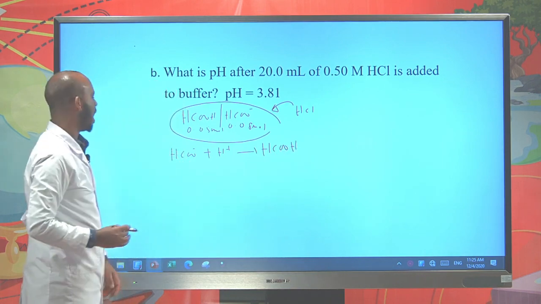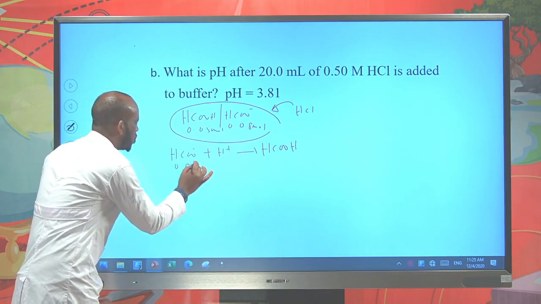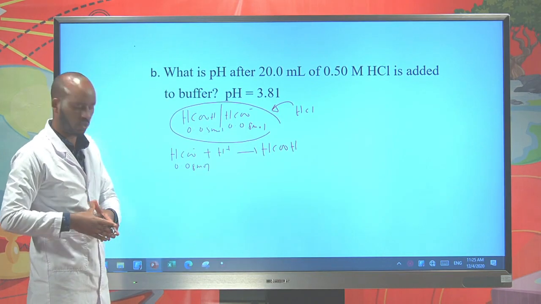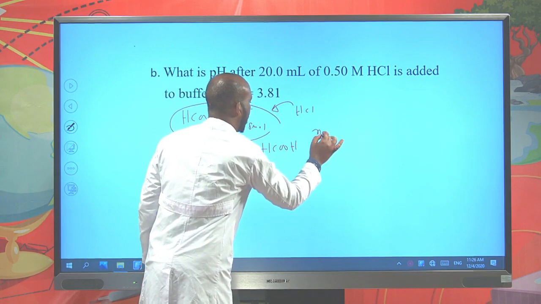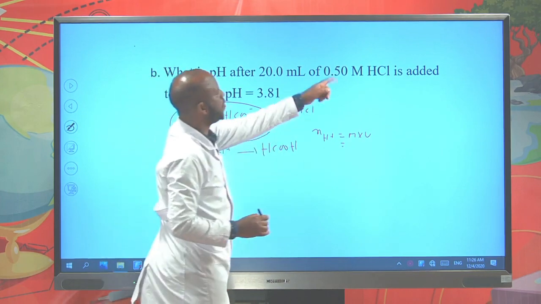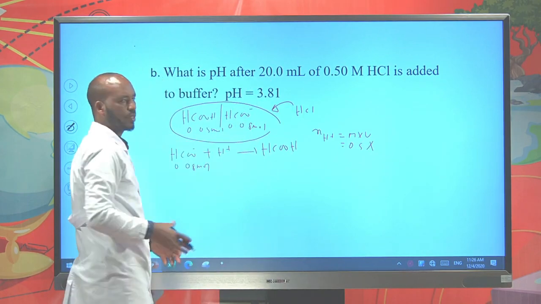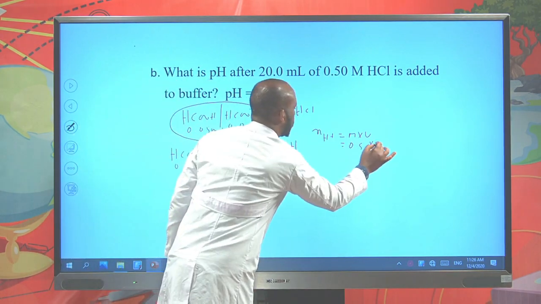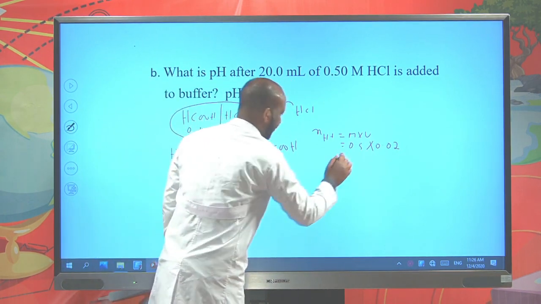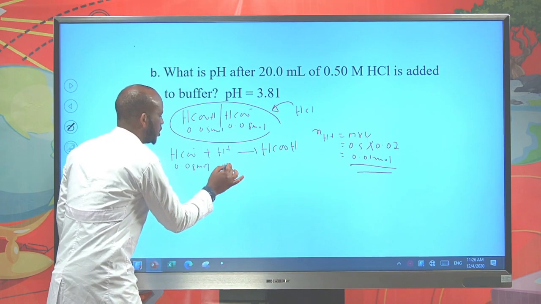HCOOH. Amount of formate that reacts with the acid is 0.08 mole. Amount of added acid is molarity times volume. Number of moles of H+ is molarity times volume. Molarity of the added acid is 0.5 mole per liter times volume, 20 milliliters. In liters, 0.02. This is 0.01 mole.